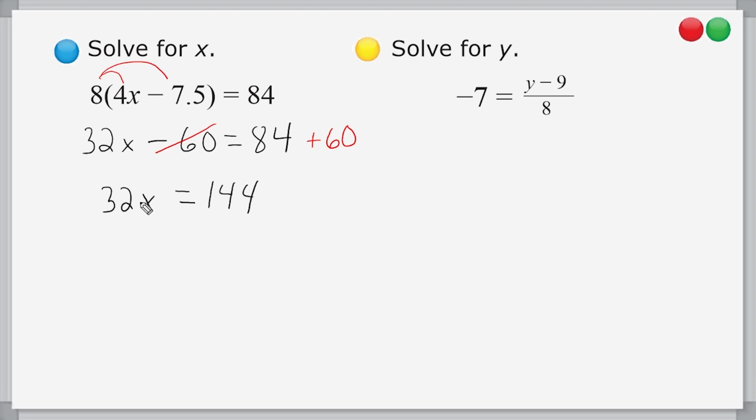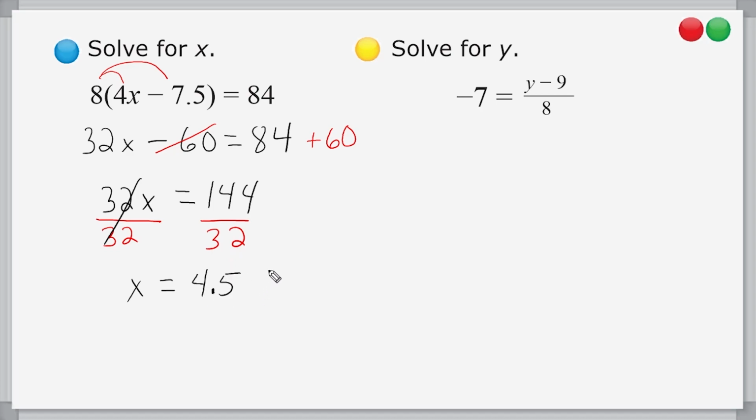All right, now the inverse of multiplication is to divide. So we have to take this coefficient and divide it by itself. And whenever dividing anything by itself, that gives us 1. So on this side, we have 1x left. And on this side, we have to divide 144 by 32. And that would end up giving you 4.5.